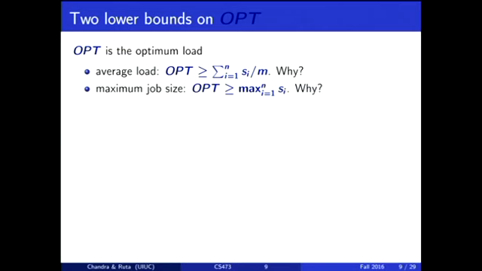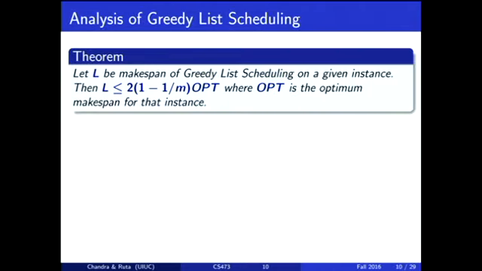Can we argue that the load this greedy algorithm produces is comparable to them? If we can prove that the load the greedy algorithm produces is comparable to these lower bounds, then we can compare it to optimum. We can't understand optimum directly because it's hard to compute. So we analyze algorithms by coming up with lower bounds and then comparing our algorithm's output to lower bounds that we can understand. Here is the result we can prove: the load of the greedy algorithm is always no more than 2 times opt. In fact, it's slightly better: 2 times (1 minus 1 over m), times opt.